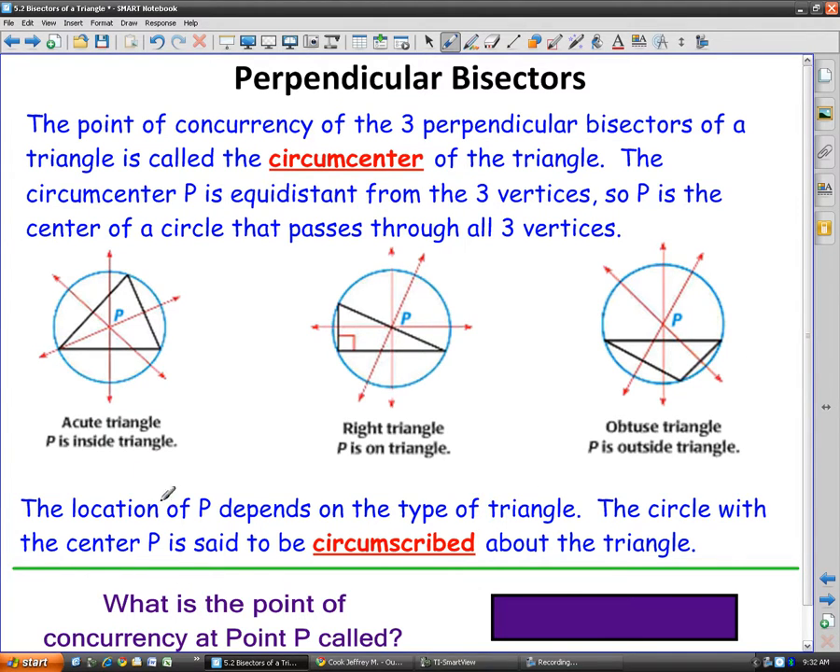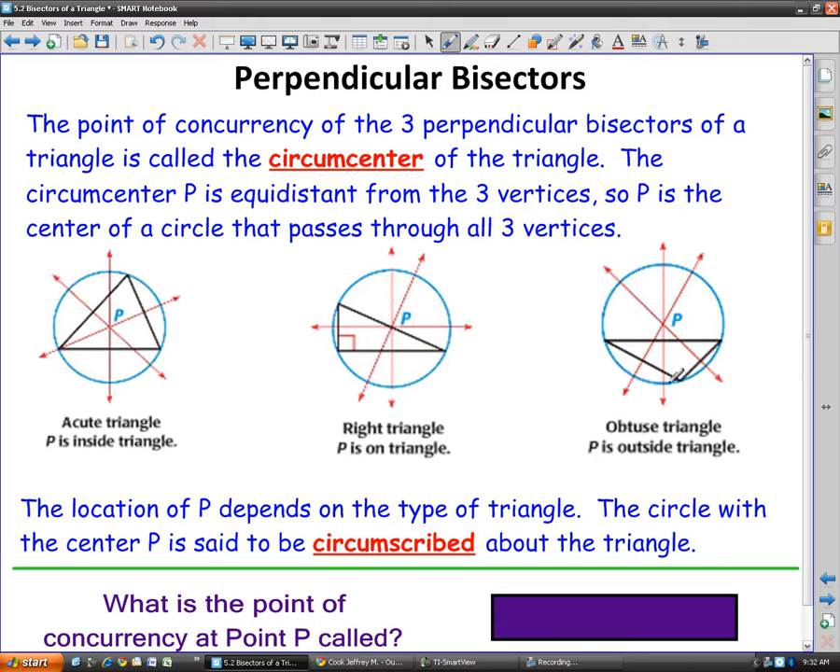What I want to add is that you'll notice that for an acute triangle, the point of concurrency of these perpendicular bisectors is inside the triangle. You'll also notice that for a right triangle, the point of concurrency, that is the circumcenter, is on the triangle. And this is the way it'll always be for these. And the perpendicular bisector of an obtuse triangle is outside the triangle. And so that's the way it's always going to be for those guys too.